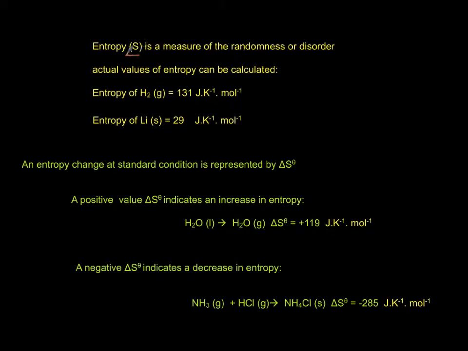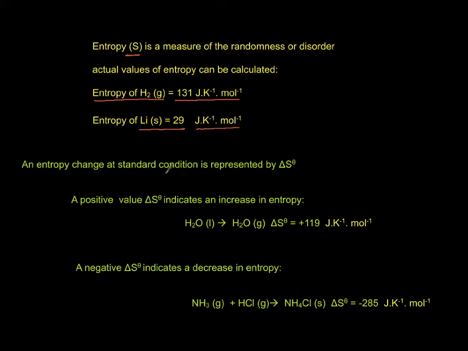Entropy, represented by S, is a measure of randomness or disorder of the system. You can actually calculate its value, so even elements have entropy. Standard entropy of hydrogen, for example, is 131 joules per Kelvin per mole. Lithium, a solid, on the other hand, is 29 joules per Kelvin per mole.